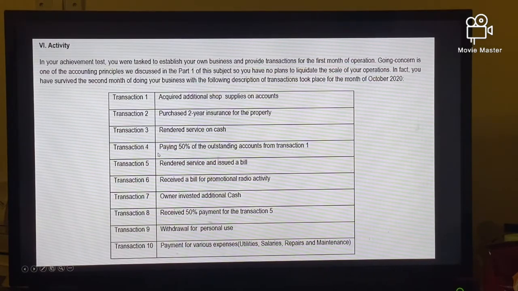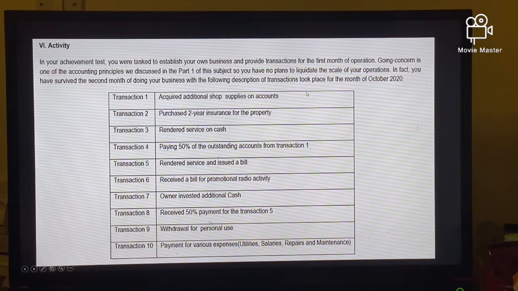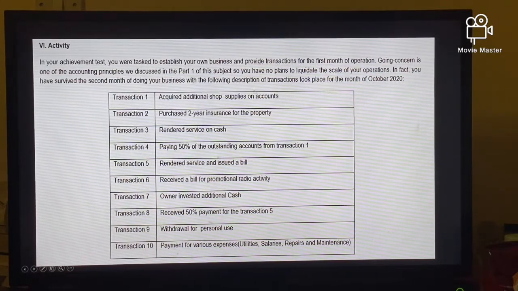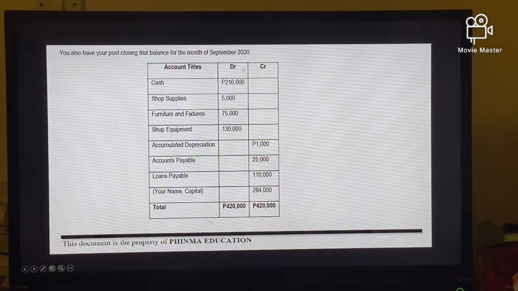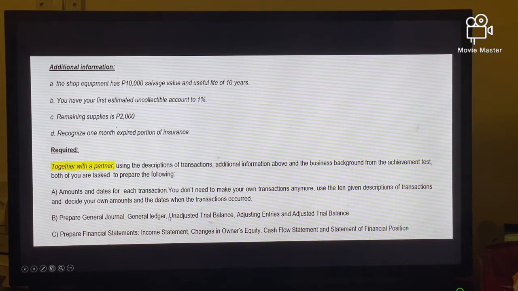Okay, we have journalized in the first video the following 10 transactions. We have created the dates and the amounts for these 10 transactions on the second month of operations ng ABC company. So, meron tayong post-closing trial balance ng September 2020 or the beginning balance ng October. And we have this additional information that we will use for the adjustments on this video. Okay, so we will now prepare the unadjusted trial balance.